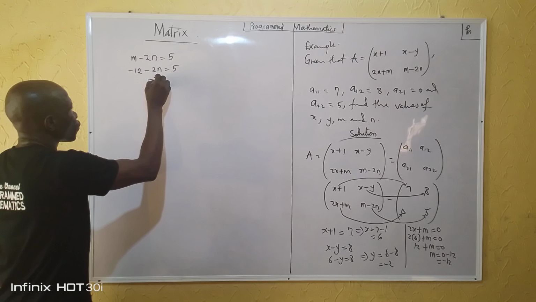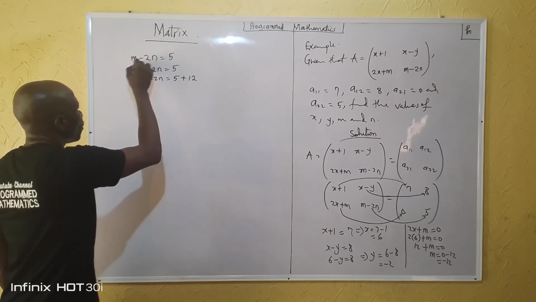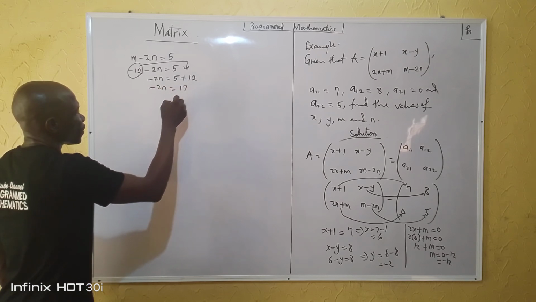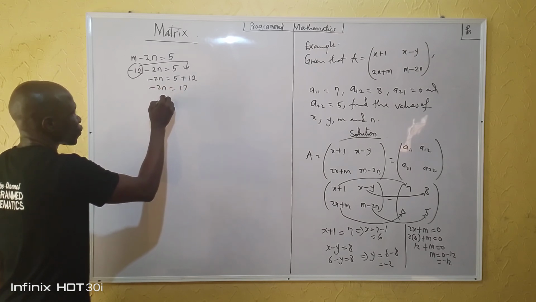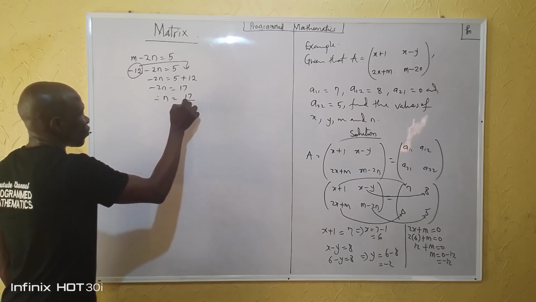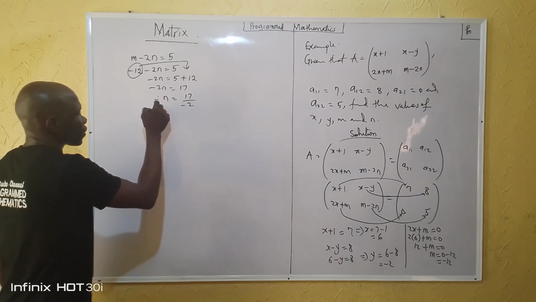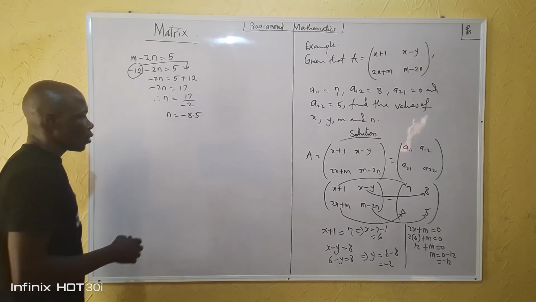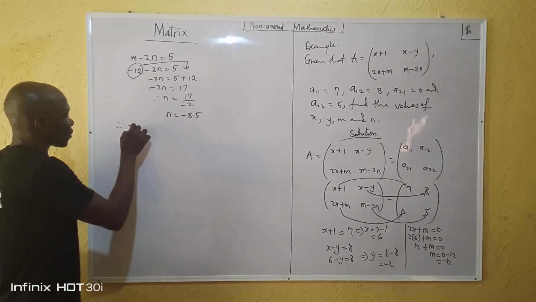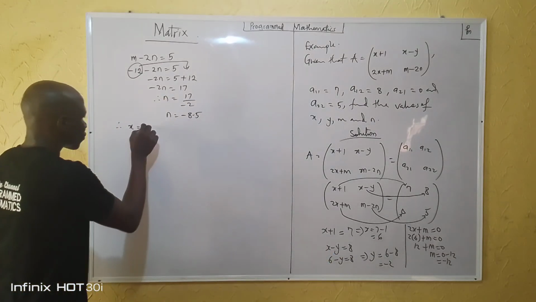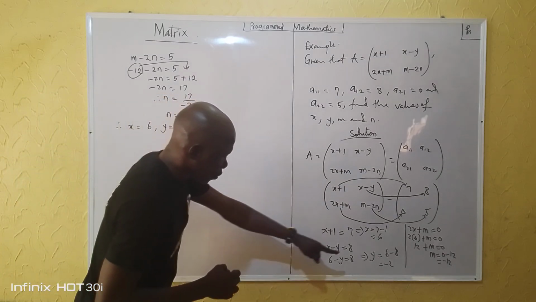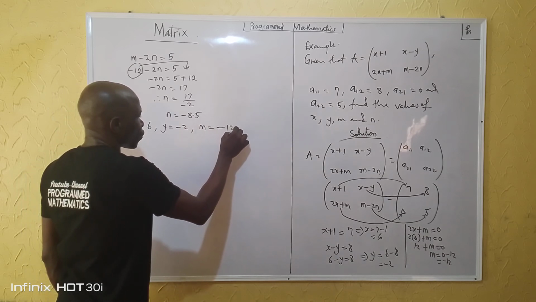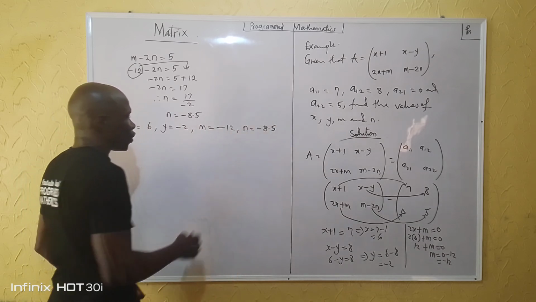So if we solve this problem, minus 2n will be equal to 5 plus 12, moving this to the other side here. And so minus 2n will be equal to 17. Then we divide both sides by minus 2. So n therefore is 17 over minus 2. If you so desire, this can be in the decimal form, that's minus 8.5. So we conclude here now that x equals 6, y equals minus 2, m equals minus 12, and n equals minus 8.5.